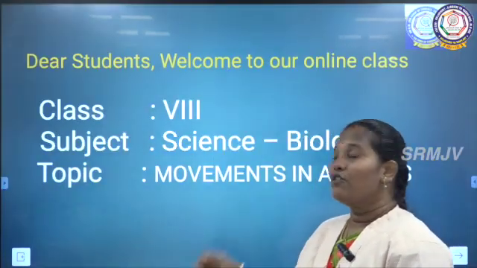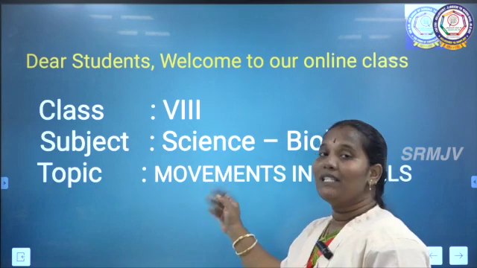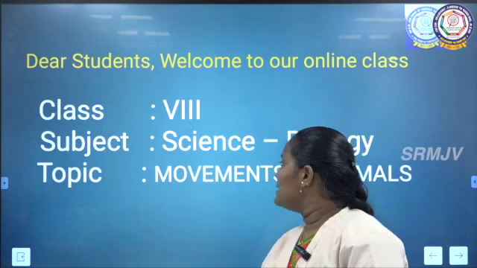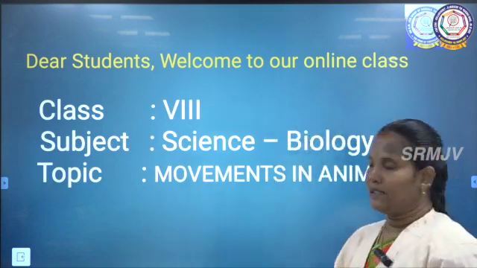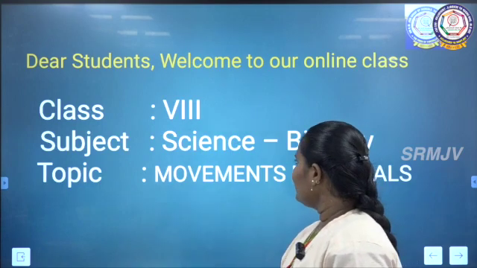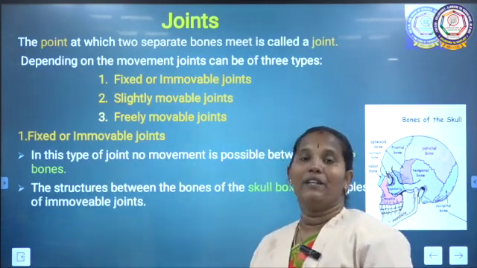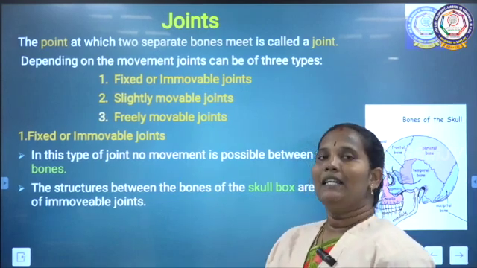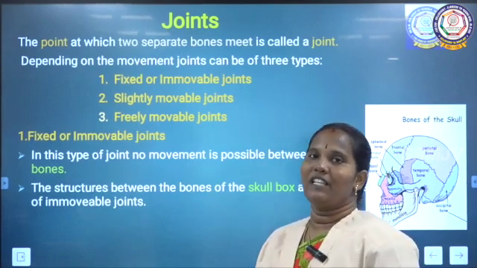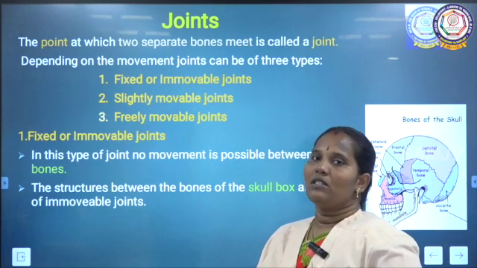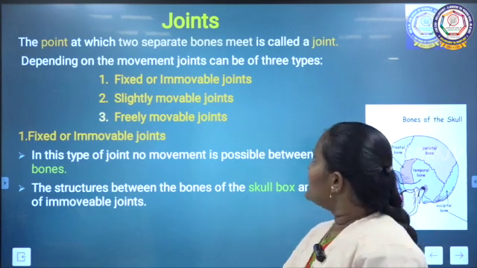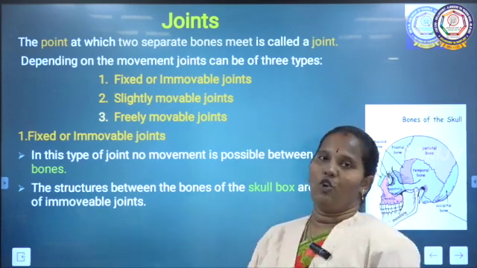In this session we have to see class 8, the subject is science, the topic name is movements in animals. In the last session we saw the different types of movements, the different ways animals use for movement. We completed that one. In this session we have to see about the joints.